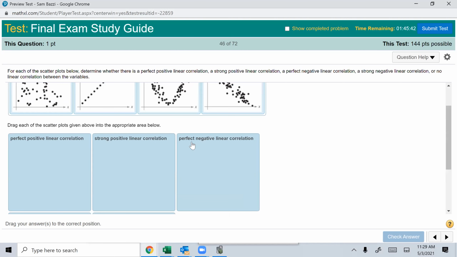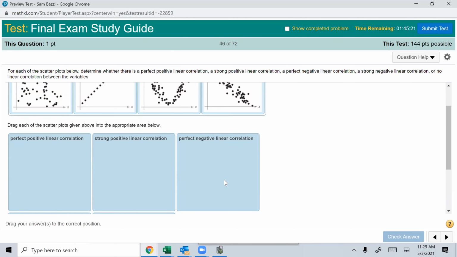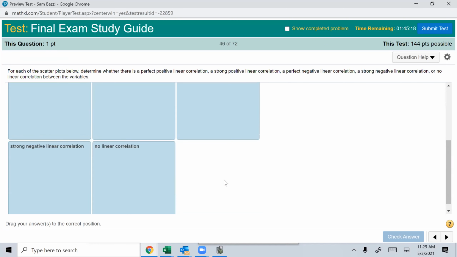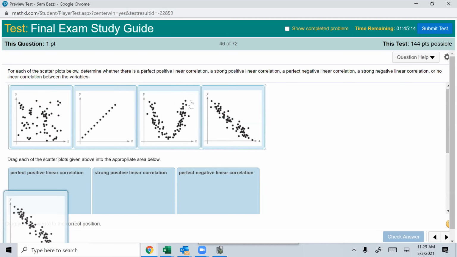Okay. Which one is the strongest correlation, guys? First, second, third, or fourth? Second. Second, yes. So perfect positive linear correlation right here. Strong positive, okay. Perfect negative I don't have here. Let's see. Strong negative linear correlation, you guys agree that will be that one.